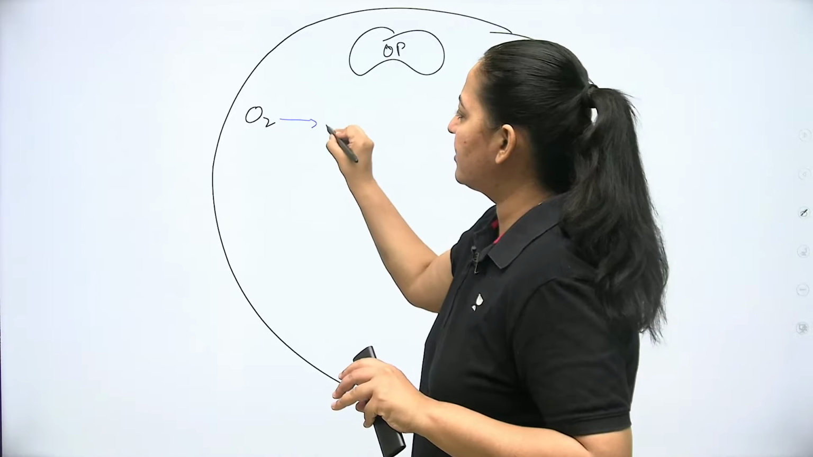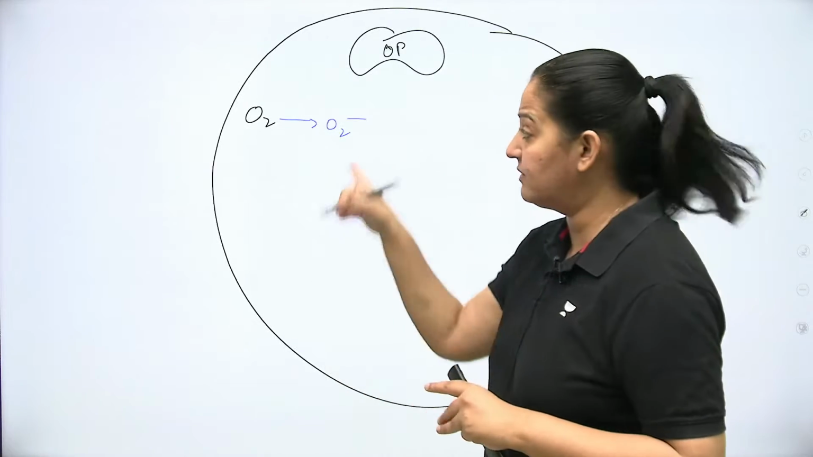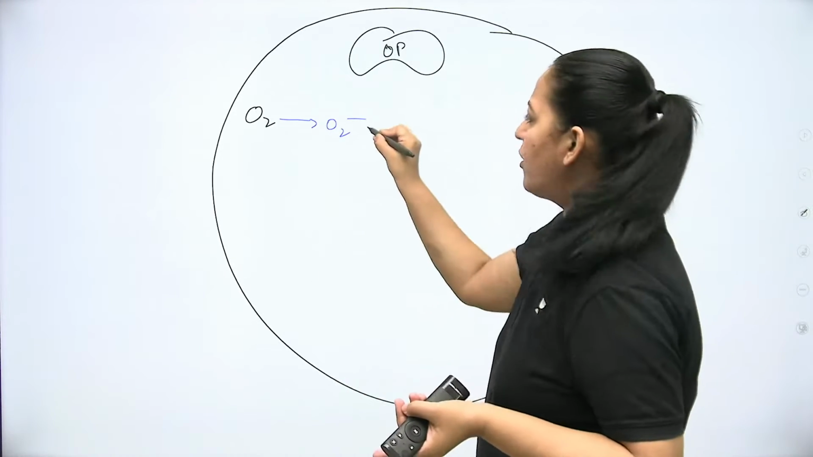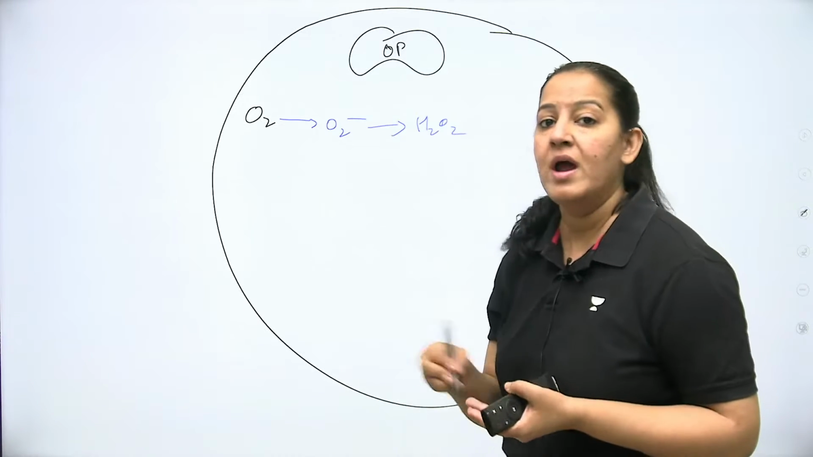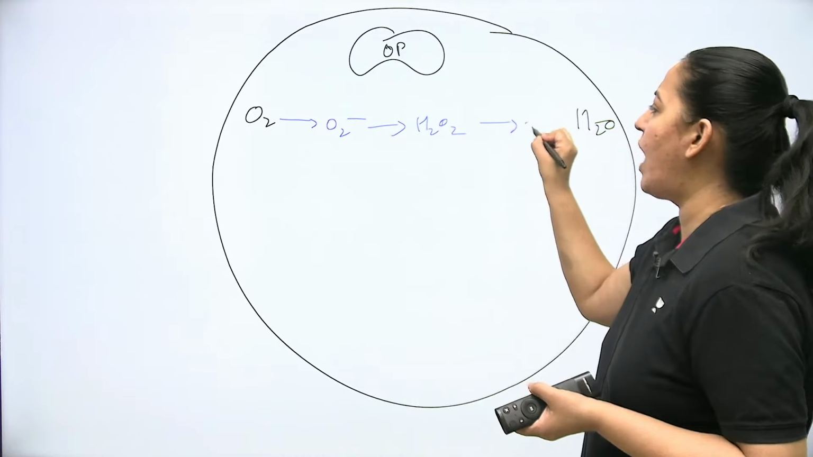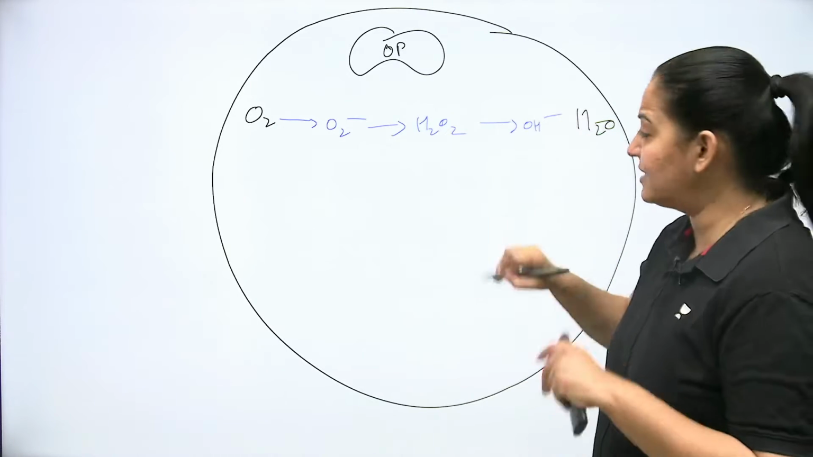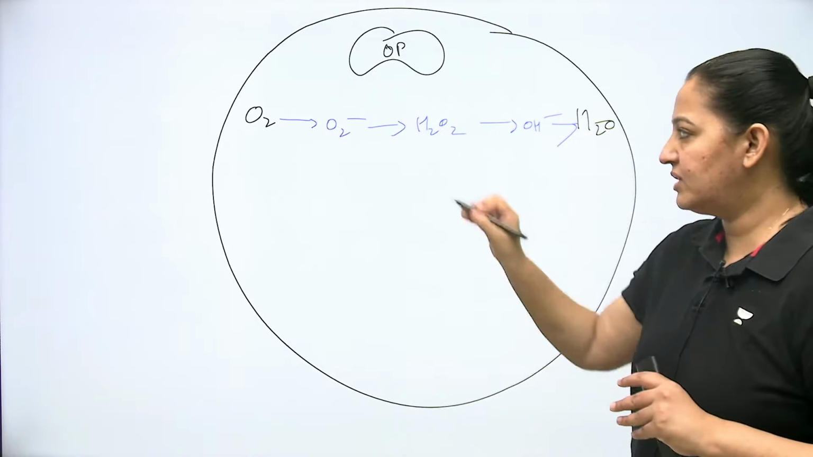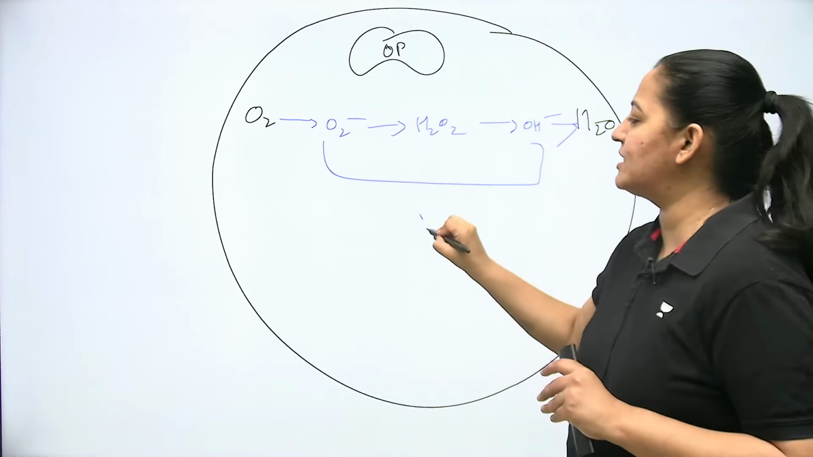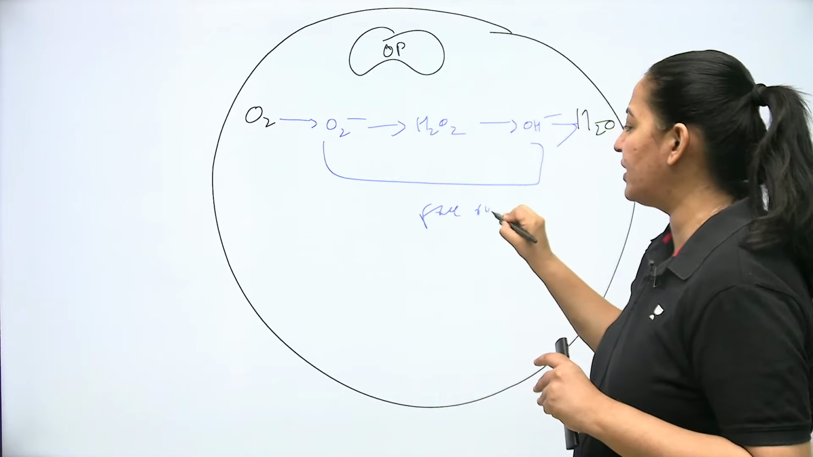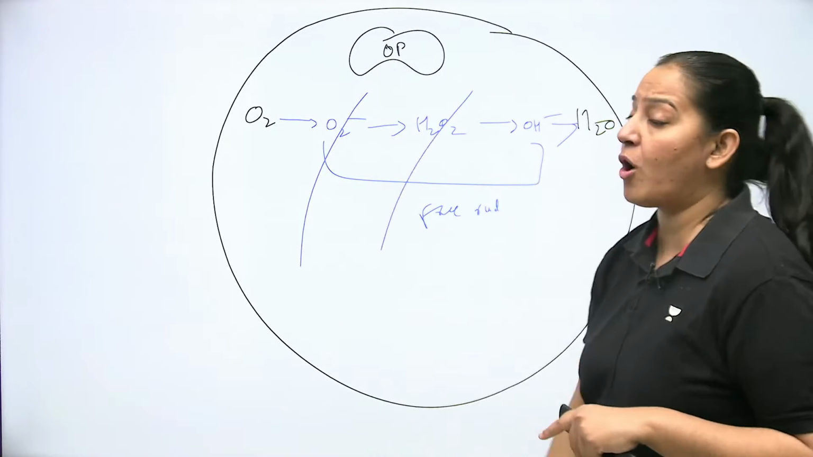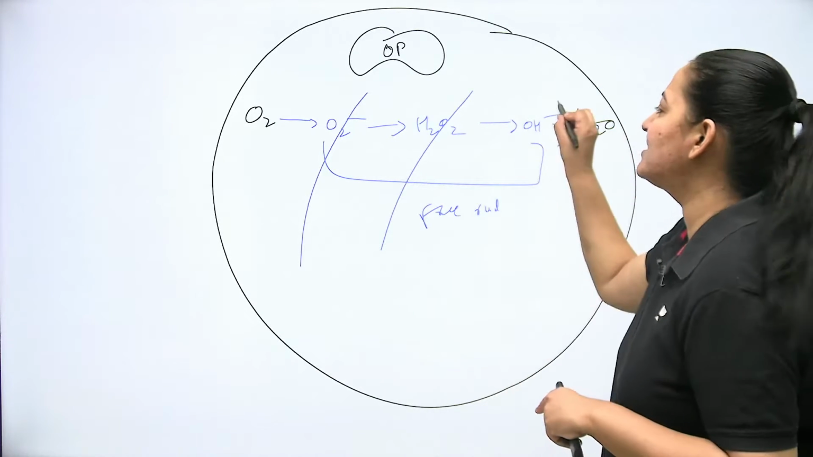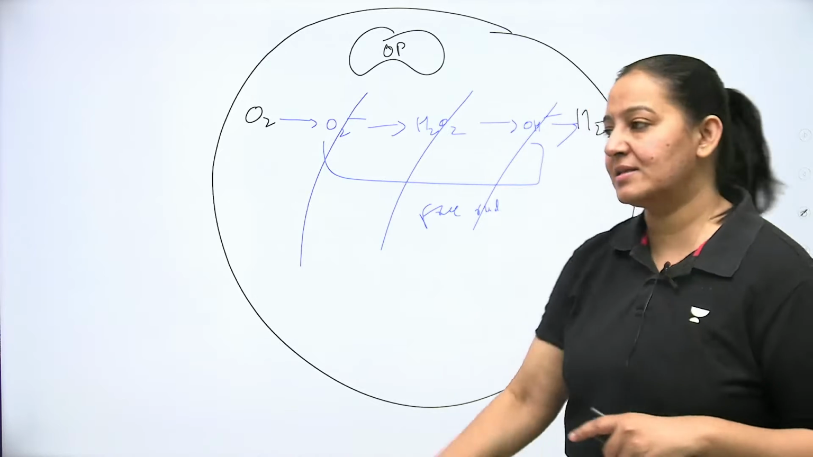First, oxygen gets converted to superoxide ion, O2 negative. Then superoxide ion gets converted into hydrogen peroxide, H2O2. And finally, H2O2 gets converted into hydroxyl ion, OH negative, and this OH negative gets converted to water. So these three intermediates are known as free radicals: superoxide, O2 negative, hydrogen peroxide, H2O2, and third, hydroxyl ion, OH negative. And this is how water is formed.